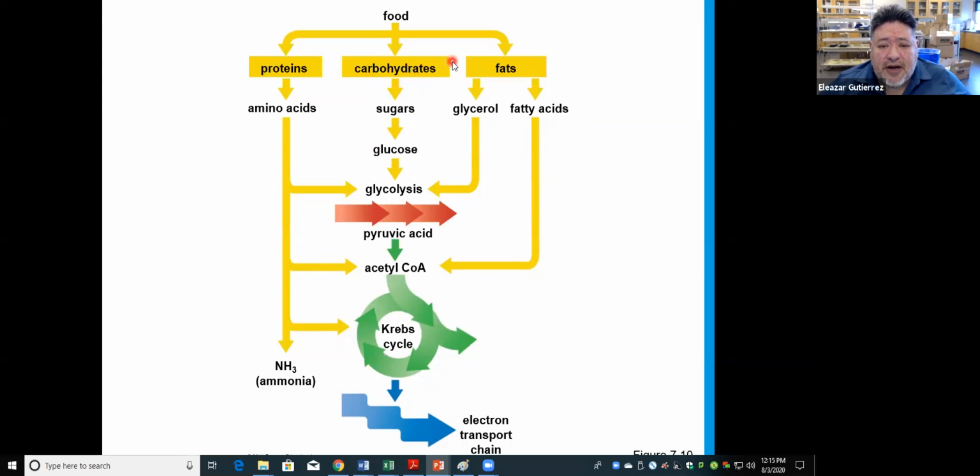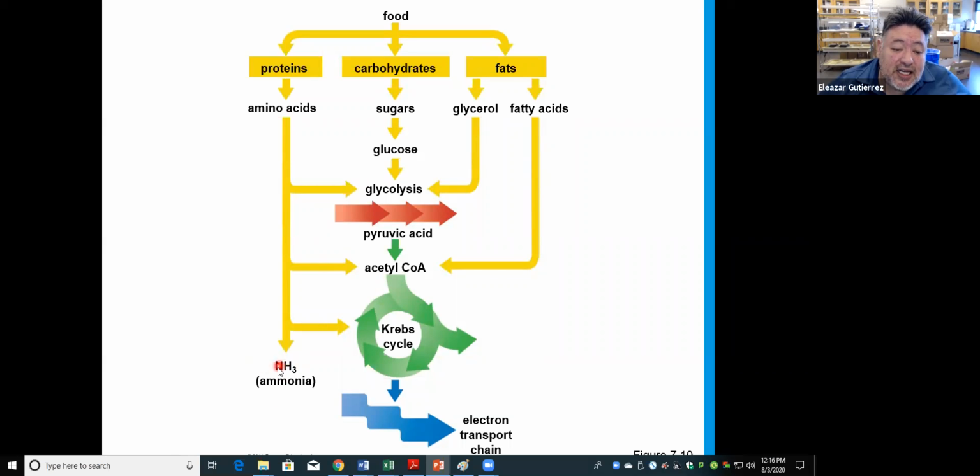If you have carbohydrates, we're going to talk about glycogen or starch. Those have to be broken into simple sugars, and then they can enter the glycolytic pathway. If you have fats, those fats have to be broken into glycerol and fatty acids. This is a sugar, so it enters glycolysis. These are fatty acids, so they enter what's called beta oxidation to produce acetyl-CoA, and then enter the Krebs cycle.